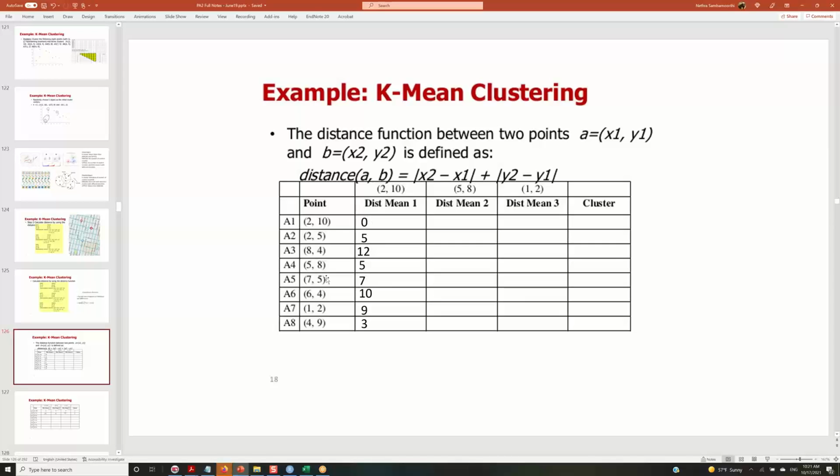What is the distance between 2,10 and 7,5? It is 5 plus 5 plus 5... I'm sorry, 2 plus 5, 7. Okay? 2 to 5 is 3, 2 to 7 is 5. So 5 plus 5, this is wrong. It should be 10, isn't it? Yeah, this is right. Yes.